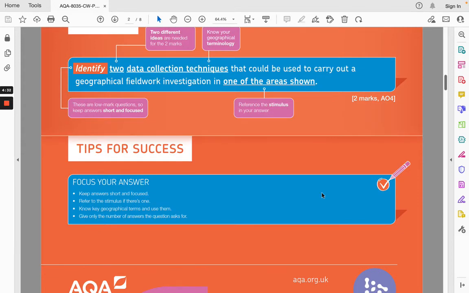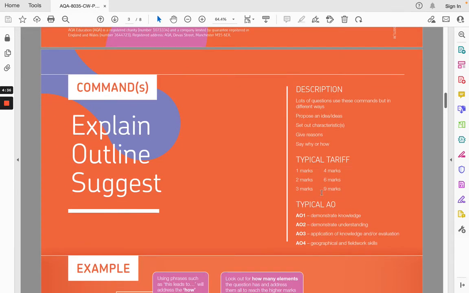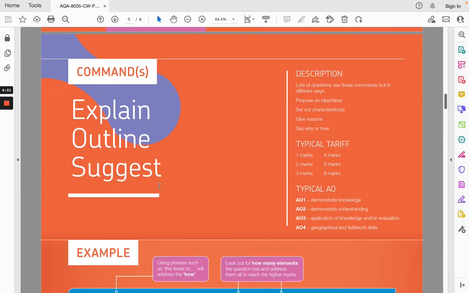Again, pretty straightforward, those ones. Okay, outline, suggest, and explain. I think they're all together here because I would say that all of these are relatively similar. So I've always said a suggest and an outline are just hidden explains. So a lot of questions, the full tariff, 1 mark to 9 mark, will use these commands. But what they effectively just want you to do is explain.